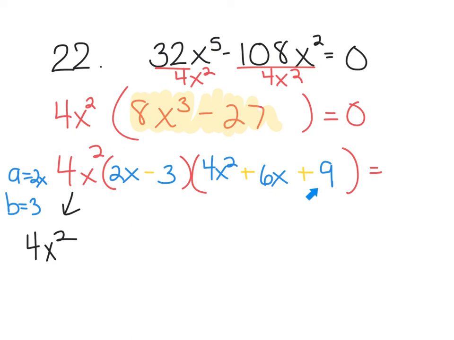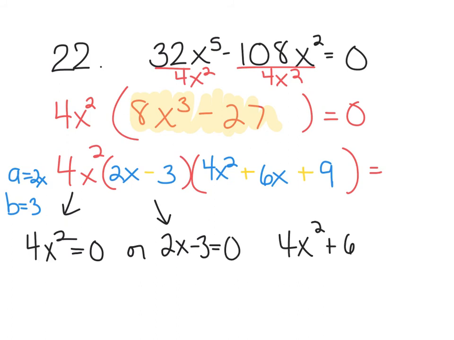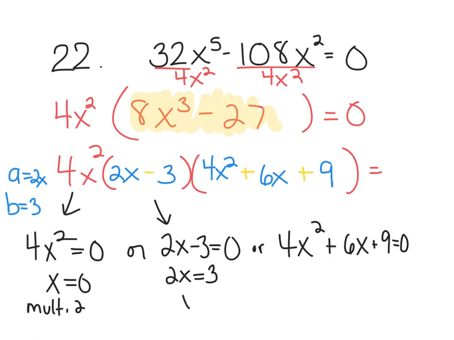Remember that this trinomial that is a result of the 2 cubes pattern will never factor further. So this gives me 4x squared equals 0, or 2x minus 3 equals 0, or 4x squared plus 6x plus 9 equals 0. I have 3 equations. In the first, if I divide by 4 and take the square root, I'm going to get x equals 0. This will be there twice, so it has multiplicity 2. In the next one, I add 3 to both sides, gives me 2x equals 3. Divide by 2, and I get x equals 3 halves.